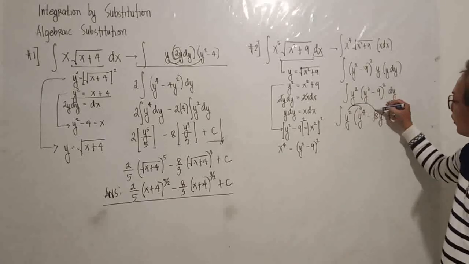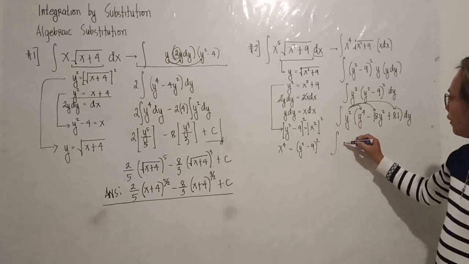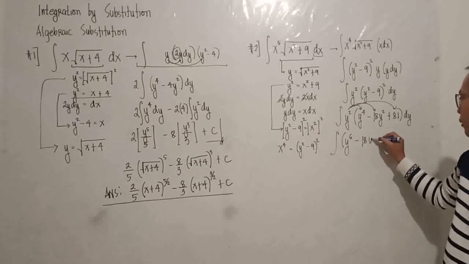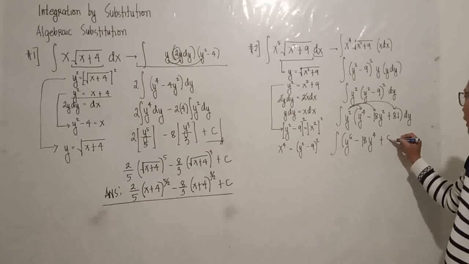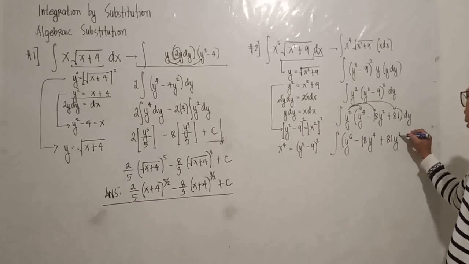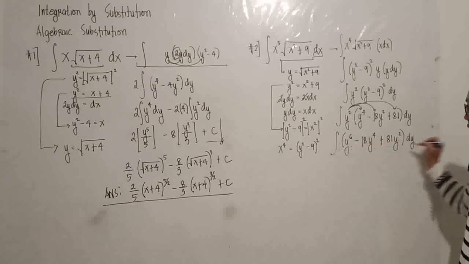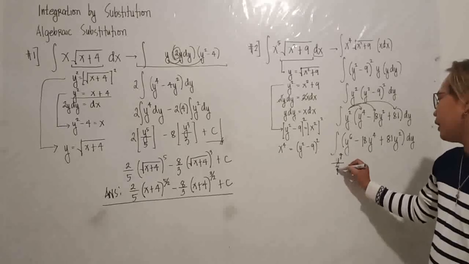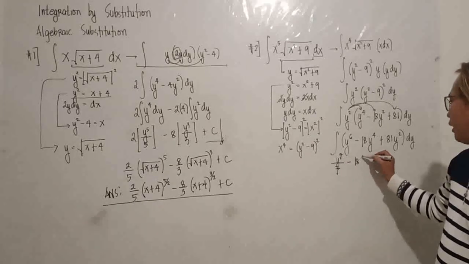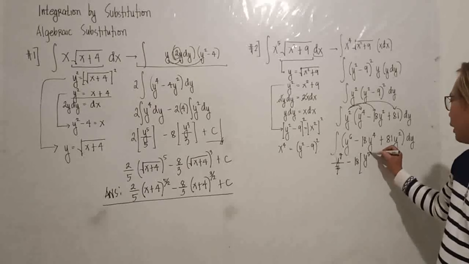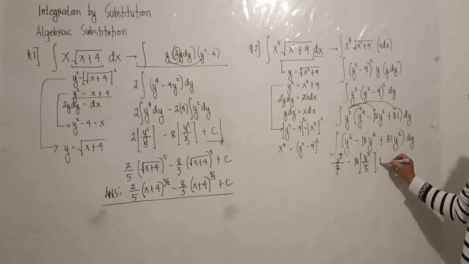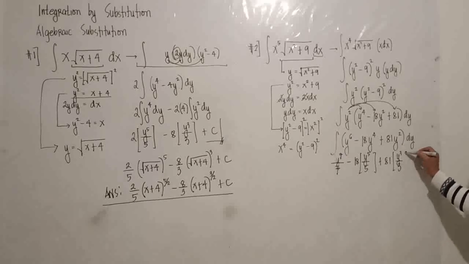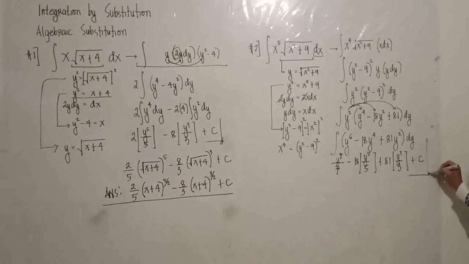Then distribute the y squared. You will now have y raised to 6 minus 18y raised to 4 plus 81y squared dy. Then integrating this part, you will now have y raised to 7 over 7 minus 18 of y raised to 5 over 5 plus 81 of y cubed over 3 plus c. Supposedly, this will be your final answer.